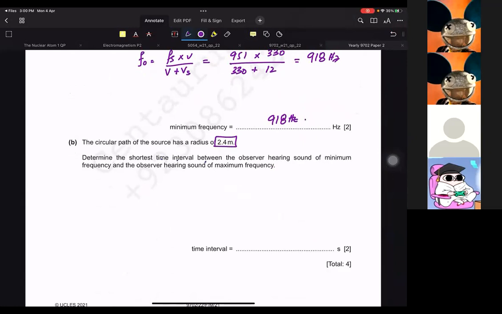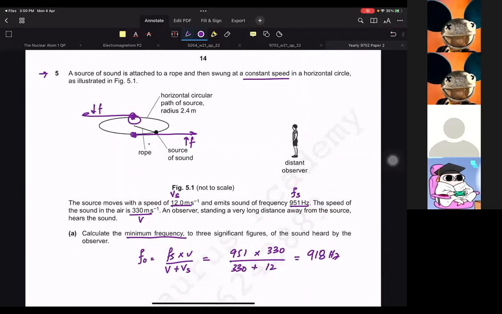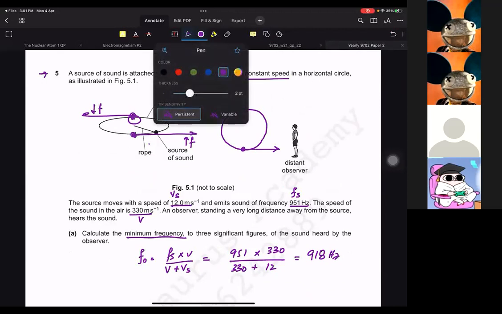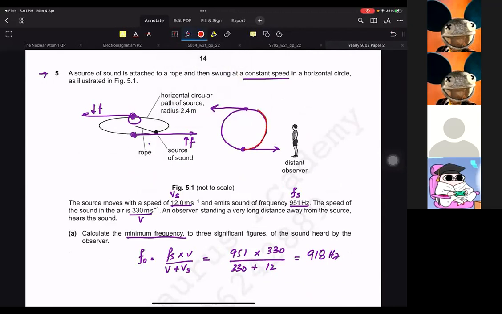Determine the shortest time interval between the observer hearing sound of minimum frequency and the maximum frequency. Now, this is something very, very important, because as you know, this is a circle, right? So if you make a circle, from here, at this point it would be moving towards him, and at this point it is moving away from him. So this whole thing should move from here till here between this time, right?